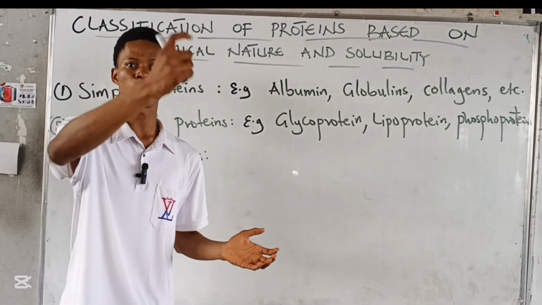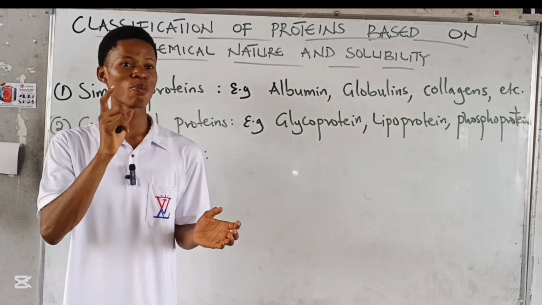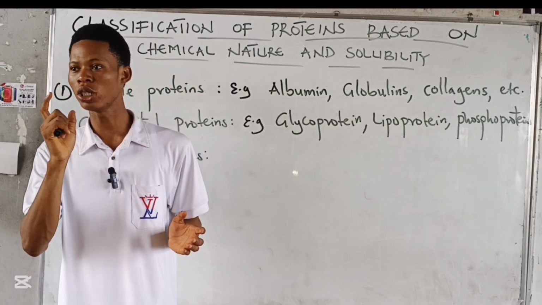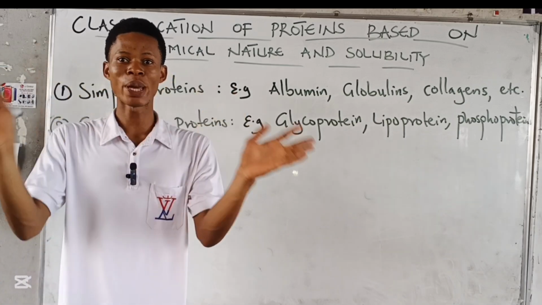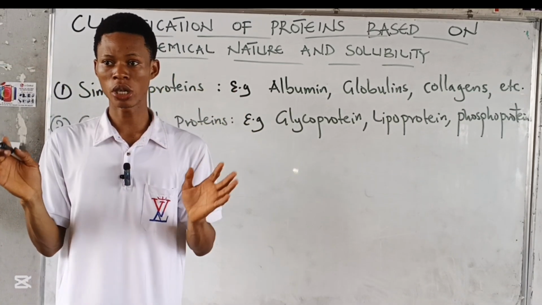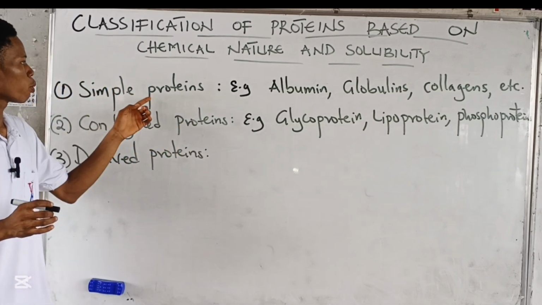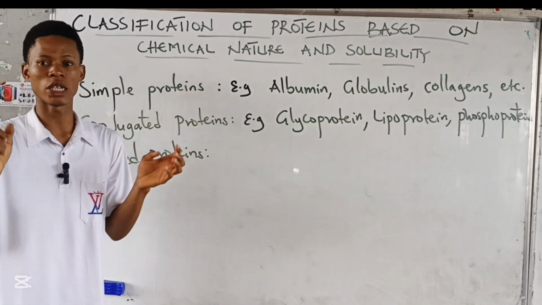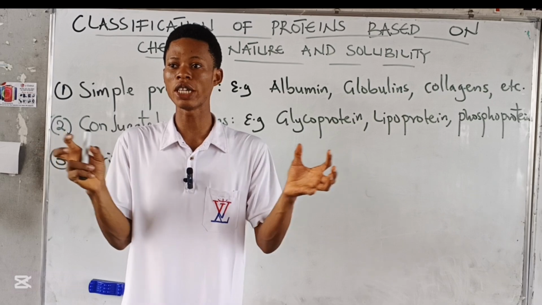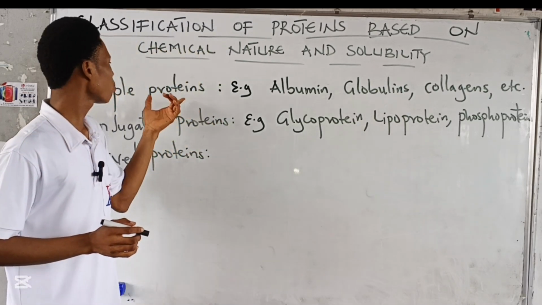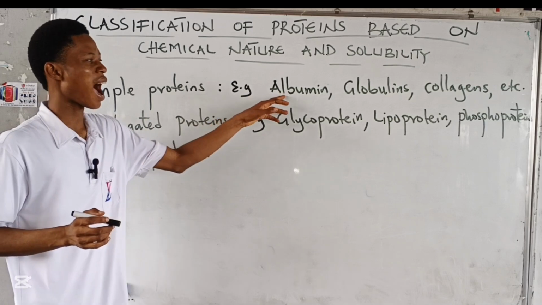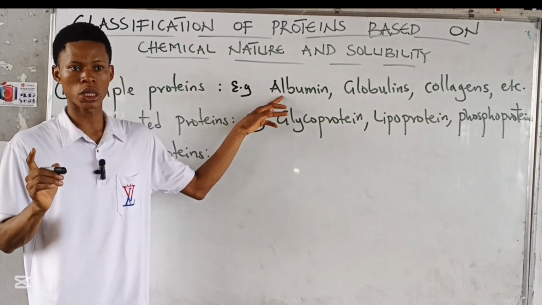Now, if this building is a protein, then simple protein will be a simple building, will be just blocks laid together, no paint, nothing. Do you understand? So when you hear simple proteins, the first thing that should come to your mind is only amino acid residues linked together by peptide bonds. Do you understand that? Examples of simple proteins are albumin. Albumin is a simple protein.